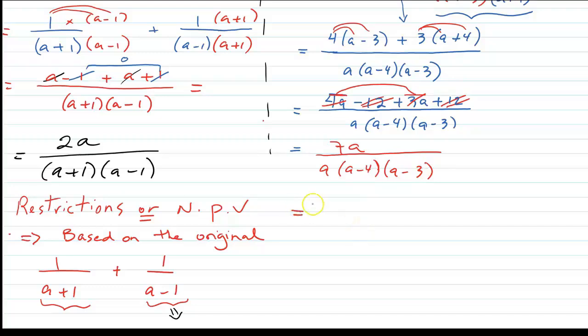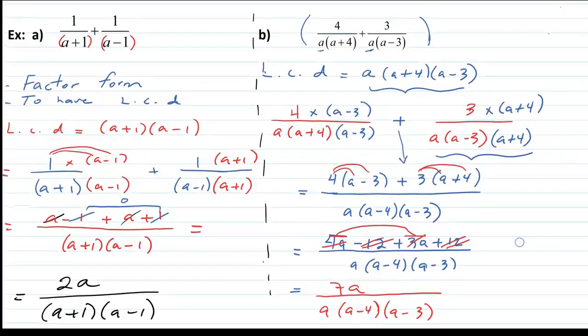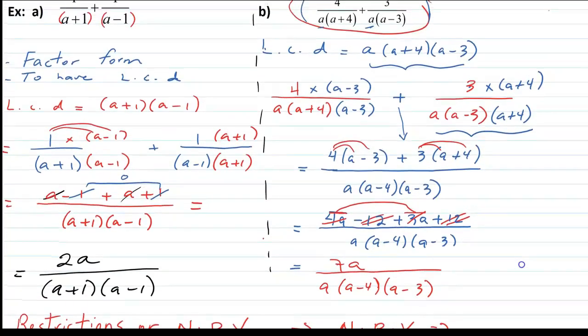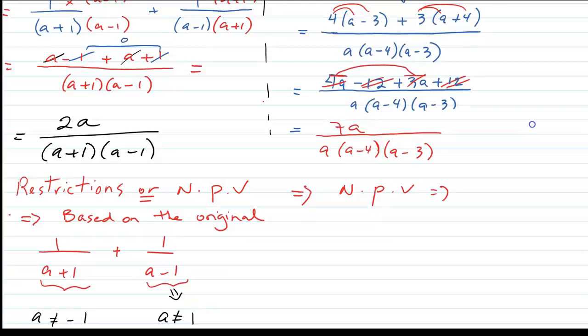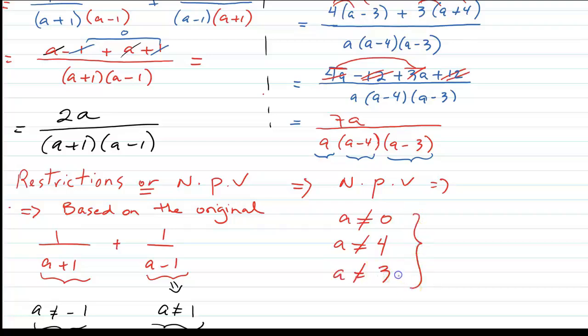All right. The NPV for this, so remember you have to go back to the original, and the original was the two fractions, that is right here. That's the original right on top. Basically you look at the lowest common denominator. So a cannot be 0, a cannot be 4, just like each of these. So this is a minus 4, and then a minus 3, and a cannot be 3. These are your restrictions or non-permissible values.